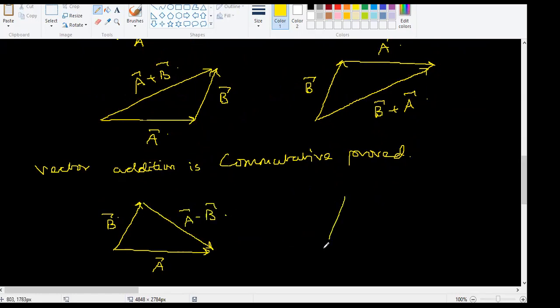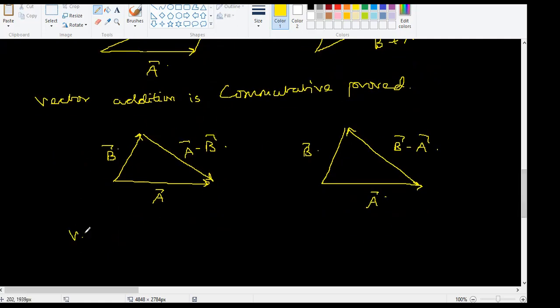But in the same diagram, this is A, this is B. We said B minus A will be this way, which means it will be in the opposite direction. So maybe the magnitude is the same, but it will be in the opposite direction, which means they are not commutative. So vector subtraction is not commutative.